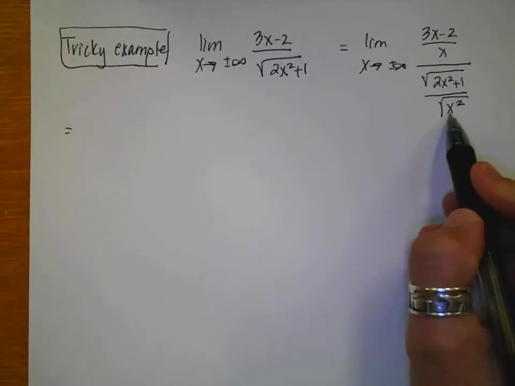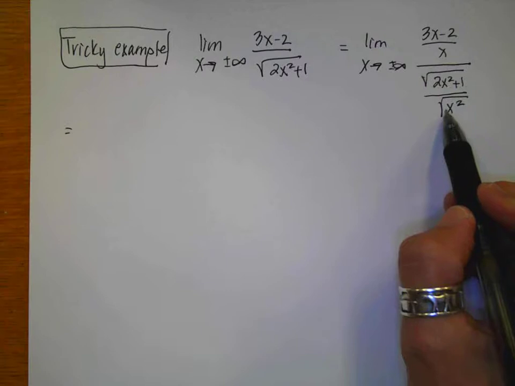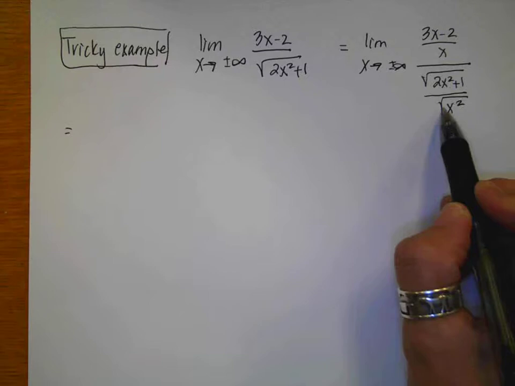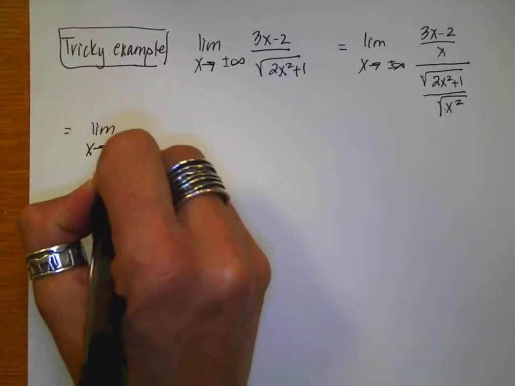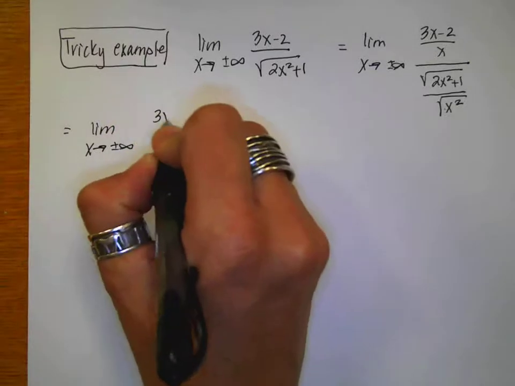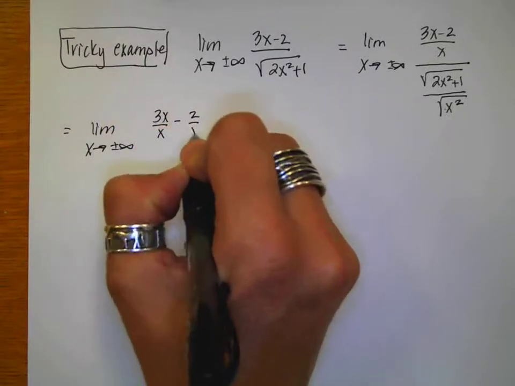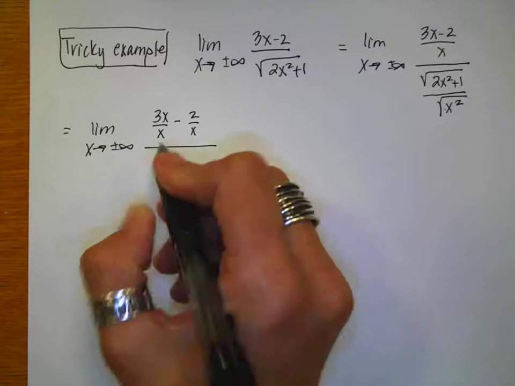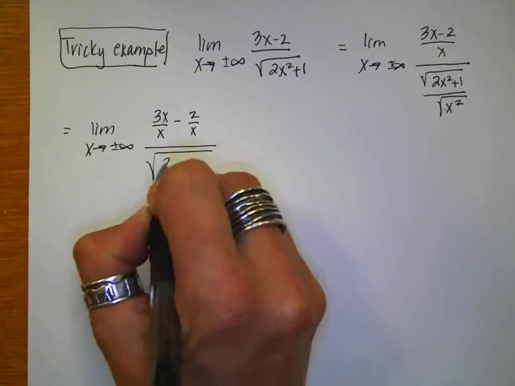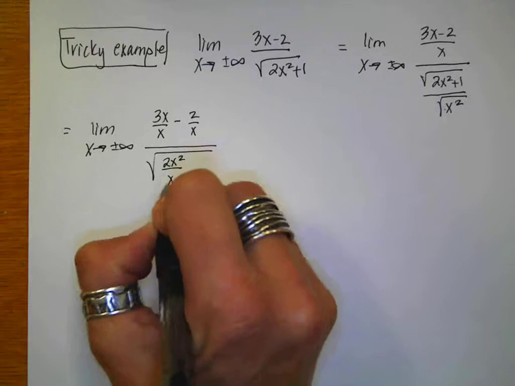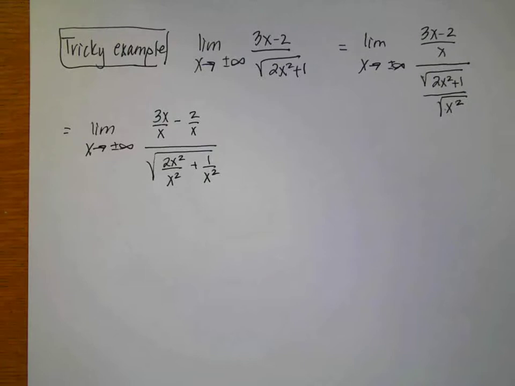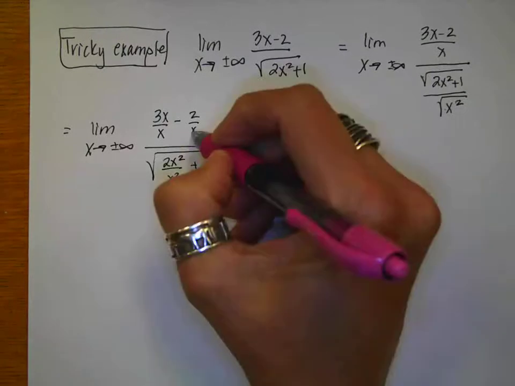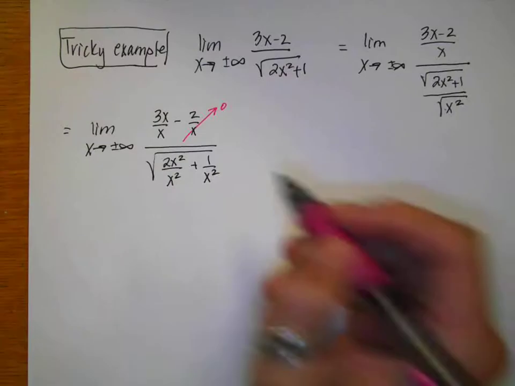Alrighty? So I haven't changed anything because the square root of x squared is x, which is this x, so the net effect is 1. But now because this is in a radical, I can bring it up into here. So now I have the limit as x approaches plus or minus infinity of 3x over x minus 2 over x, over the square root of 2x squared over x squared plus 1 over x squared, because now legally I can bring it under the radical.